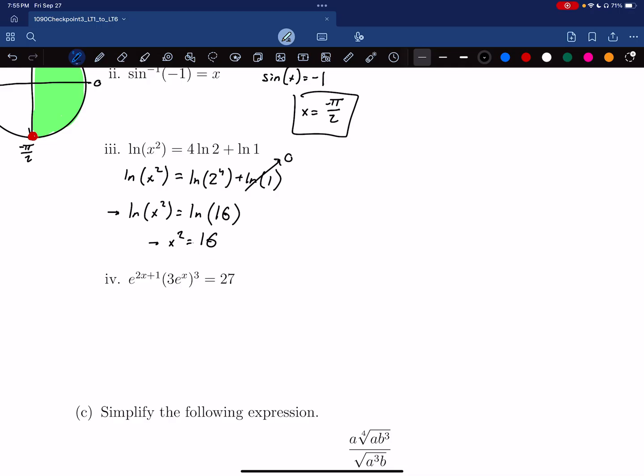And then it's very important when we take the square root of both sides, we will have that x is equal to plus or minus 4. A lot of people miss that. That's very important since we're taking the square root of x squared.